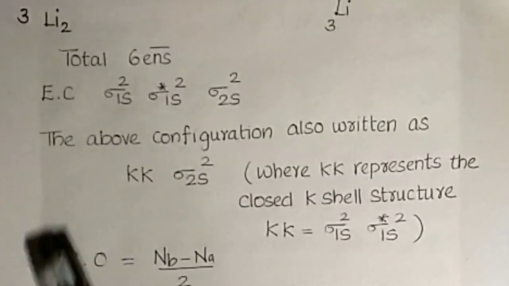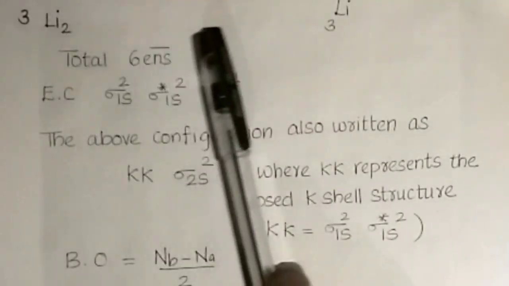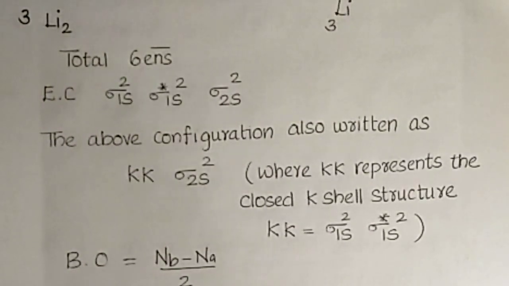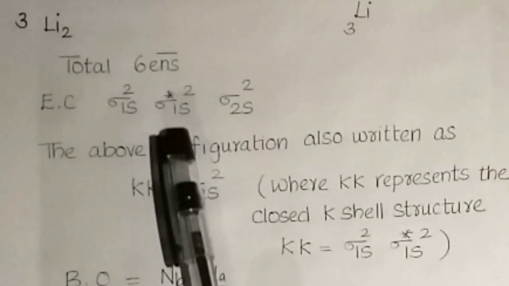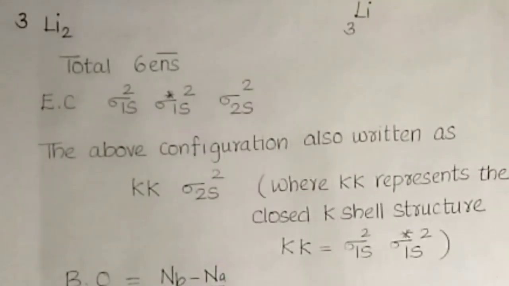Next, lithium molecule, Li2. You know, lithium has atomic number 3. Then 2 lithium atoms are combined, so 3 plus 3, 6 electrons are present. Then the electronic configuration is sigma 1s2, sigma star 1s2, sigma 2s2.